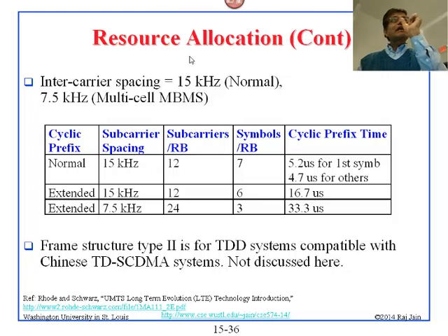And just for that time when we are doing MBMS, we can reduce the carrier spacing to 7.5 kilohertz. So more carriers tightly packed. So they are optimizing in every sense.